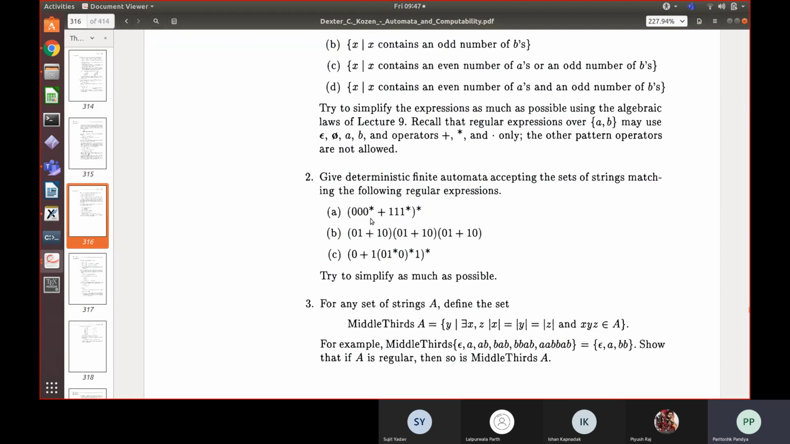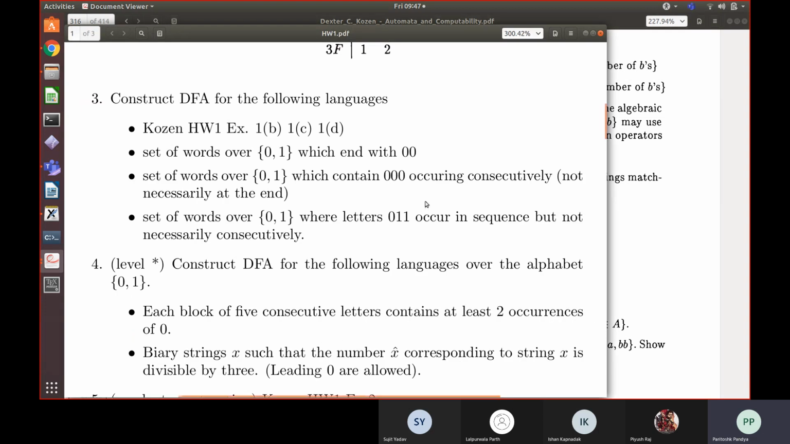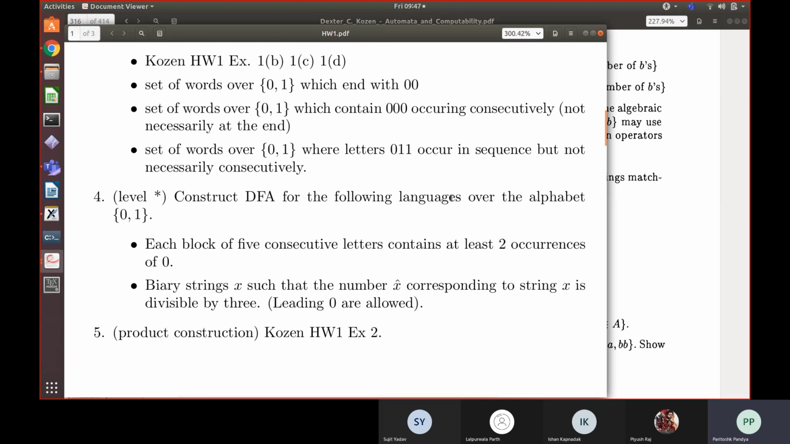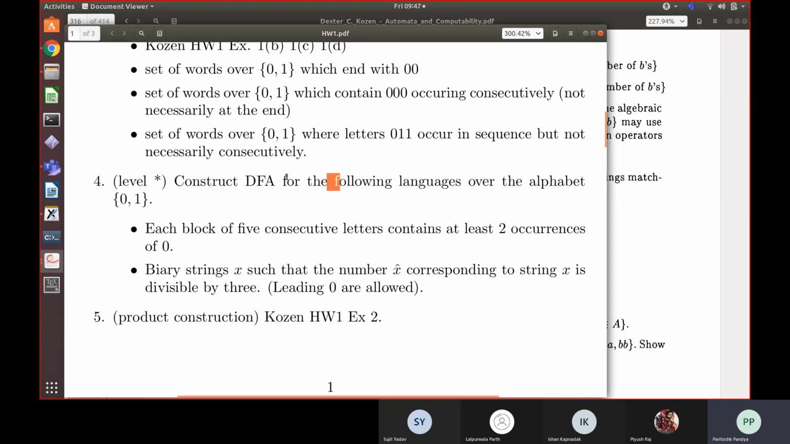Let me go back to the exercise sheet. These were simple examples. Now I want to do something a little more complicated. I should be in homework. Right. So I want to do the exercise. Now, in 4, I've given some examples of some problems where constructing a DFA is a little more involved than before. And we are going to try and solve the 4 second bullet.